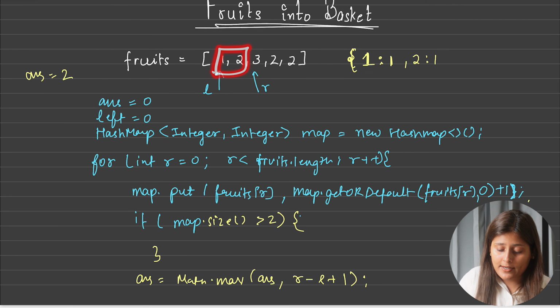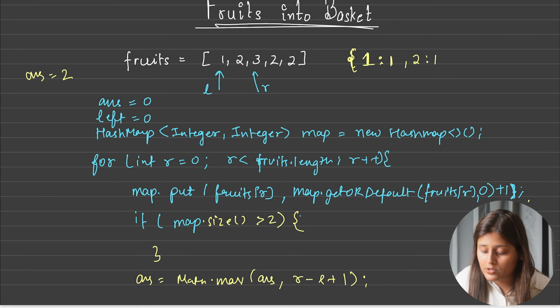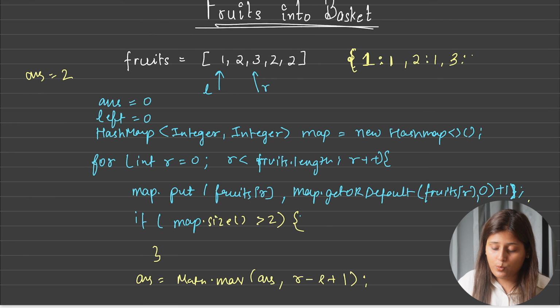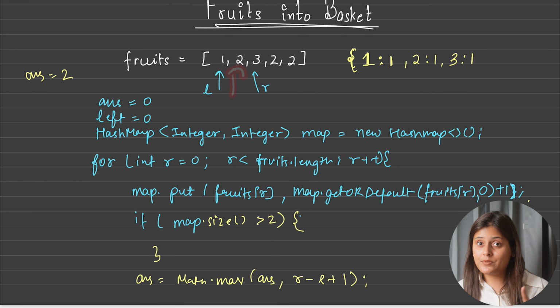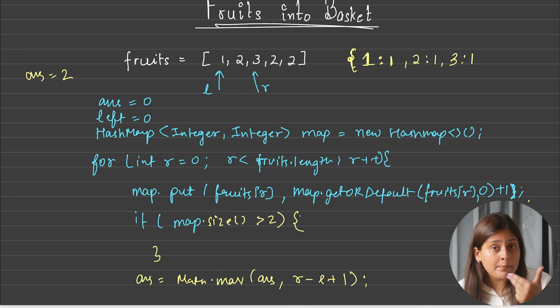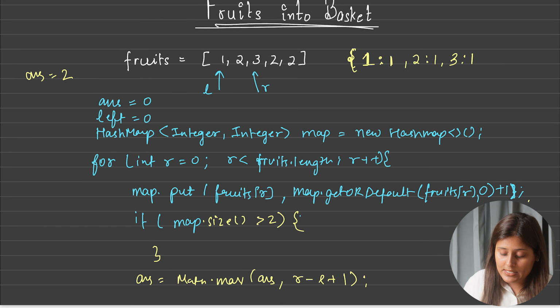Okay, now 3 got added, so I will add 3 also in my map with frequency 1, and now yes, the size is greater than 2. You just saw we keep on moving the right pointer until the condition becomes false. Now the condition has become false, and after that, what is our task in sliding window? Of course, to shrink our left pointer. Is it only one time I will shrink or multiple times? Multiple times, until the condition again becomes true, correct? So instead of this if, we will put this in a while loop.